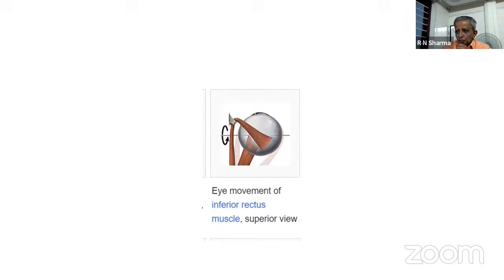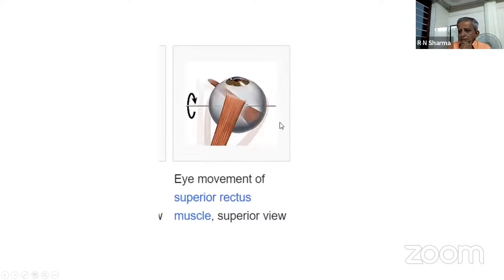Inferior rectus is going below the globe, so this part is hidden. It starts from this portion, that is the apex of the globe, runs anteriorly below the globe, outward it is going, getting inserted into the anterior inferior outer quadrant. Superior rectus starts from the ligament of Zinn, getting inserted into the anterior superior outer quadrant.